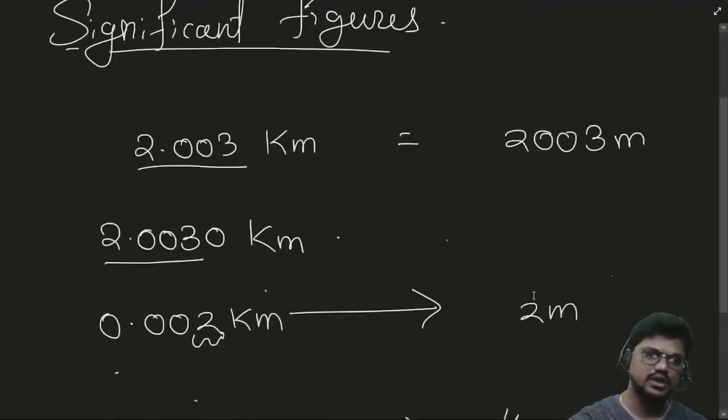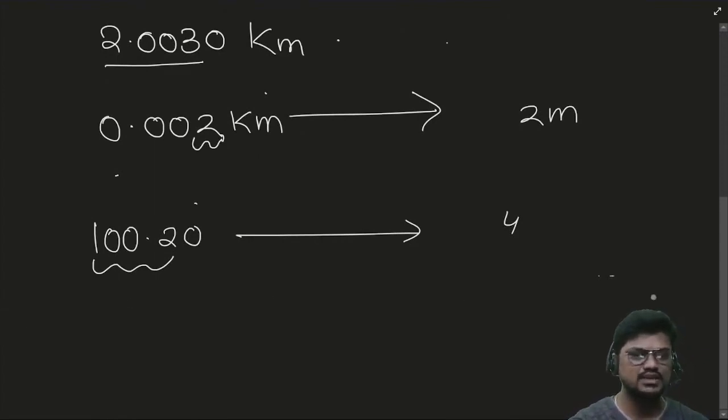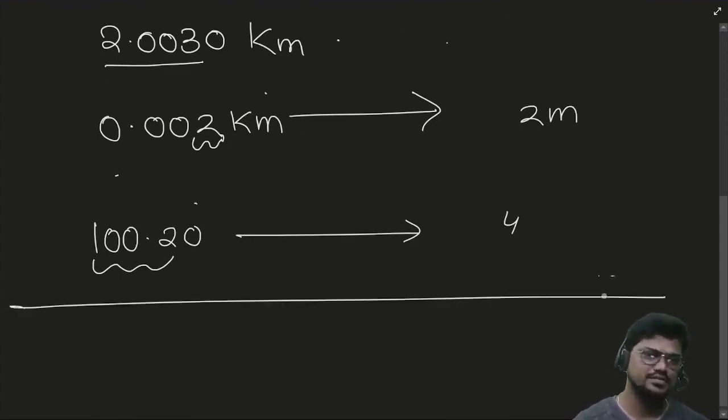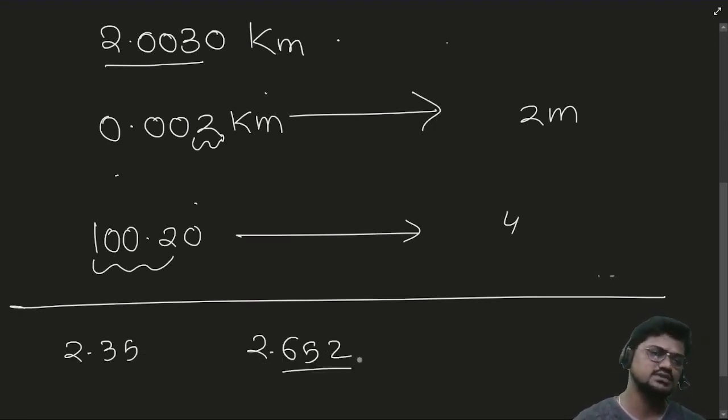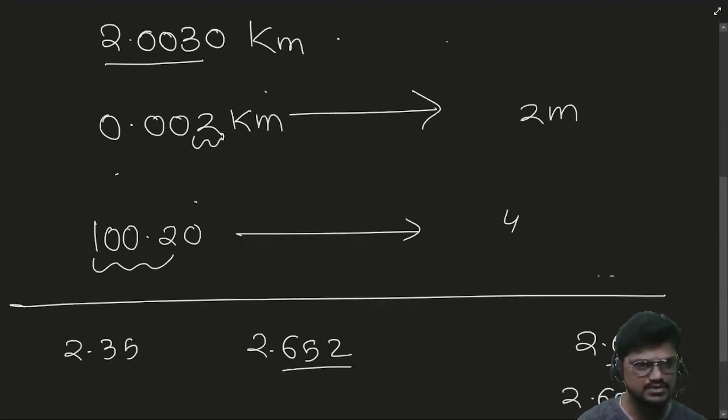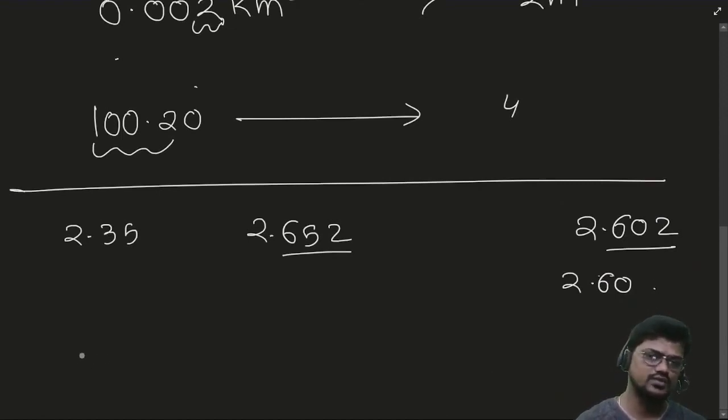And Daksh Jain, you are asking about the decimal places. The decimal places is very easy. The decimal places is just the number of numbers after the decimal. See, if you write 2.35, it is a number with two decimal places. If you write 2.652, it is three decimal places. How many numbers do you have after the decimal? That's it. 2.602, three decimal places. 2.60, this is also two decimal places. Okay, and if you want to round it off, I hope you are aware about how to round off the numbers in decimal places. Navya, do you know it or you don't know it? Know it, fine.